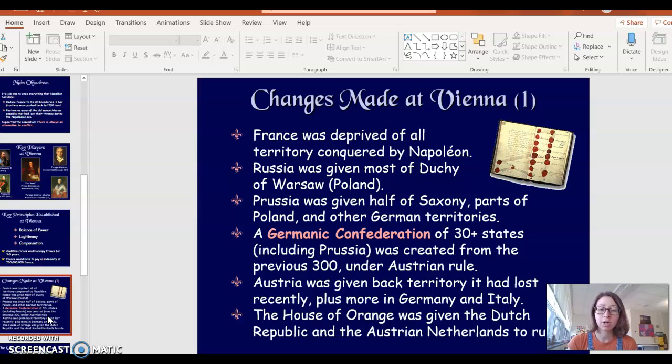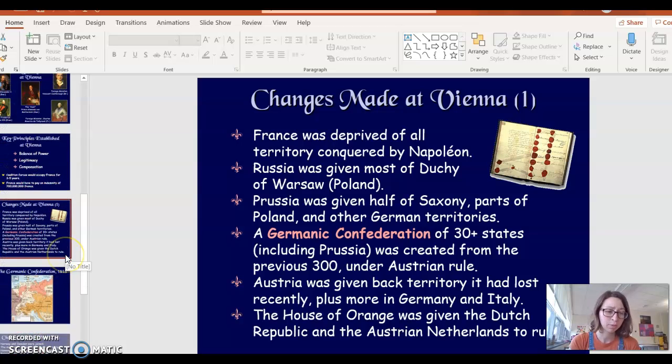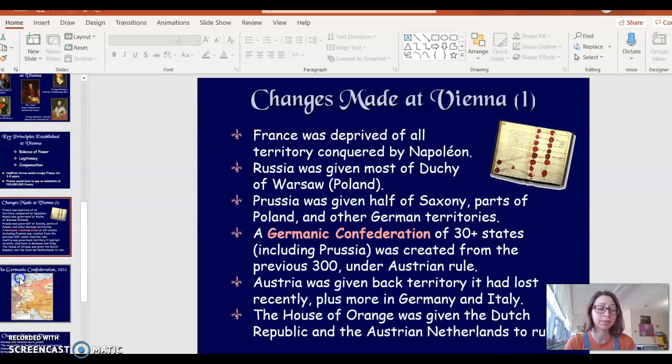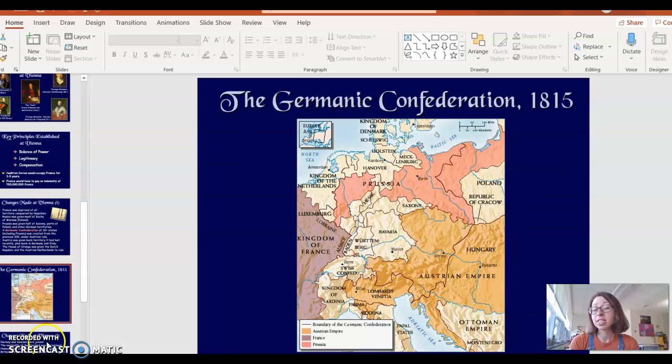Austria was given territory back that it had lost, plus more in the German area and in Italy. The House of Orange was given the Dutch Republic and the Austrian Netherlands to rule. The House of Orange had ruled in that region prior to Spain. So this is a real quick look at the Germanic Confederation in 1815. So it's really about consolidating these areas. Remember, Austria is part of this, but not fully part of it.